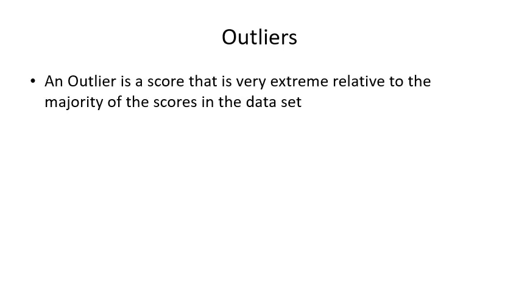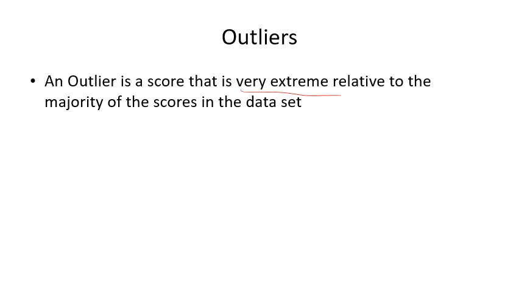Before we get into actually talking about the mean, median, and mode, just a correction from the previous slide, we'll talk about the mode a slight bit more, but not much. But before we really get into talking about the mean and the median, let's talk about something that affects statistics, and that is outliers. An outlier is any score that is very extreme relative to the majority of the scores in the data set.